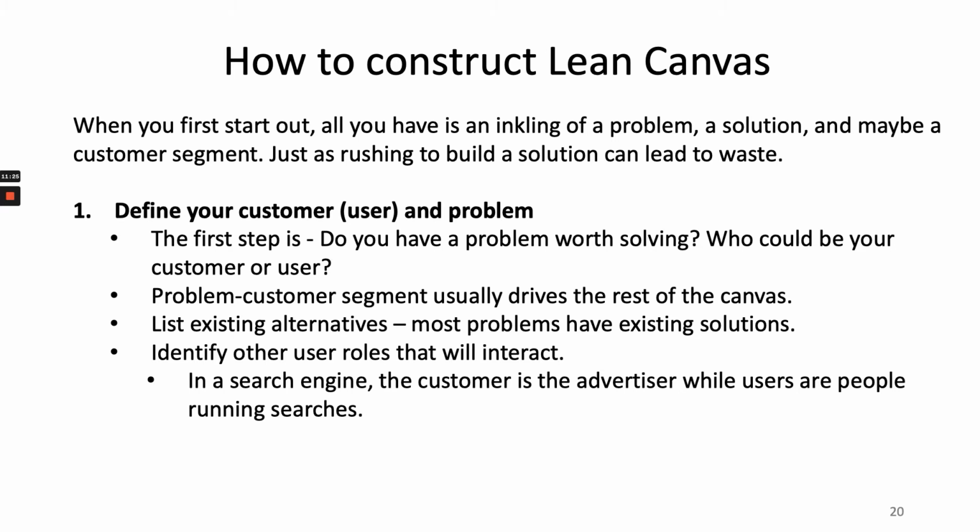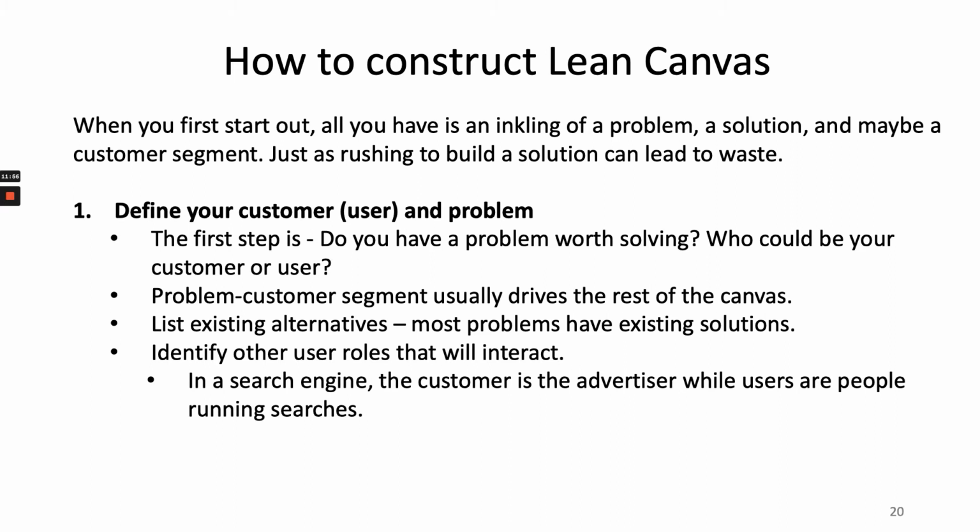Who could be your customer or user? Problem and customer segment usually drive the rest of the canvas. It should list existing alternatives. Most problems have existing solutions. Identify other user roles that will interact. And in a search engine, the customer is the advertiser, while users are people running searches.